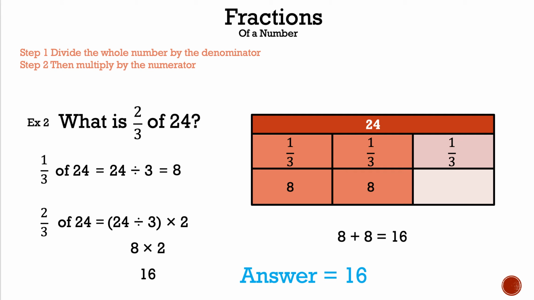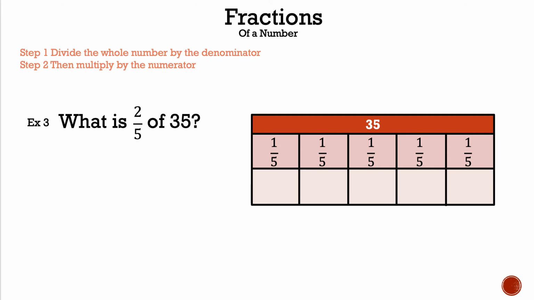Our answer is 16. Let's take a look at example 3. What is 2/5 of 35? We take a look at our fraction wall. We divide it into 5 equal sections because of the denominator in our fraction 2/5, which is 5. So let's go ahead and find 1/5 of 35, and that's the same thing as saying 35 divided by 5, which is 7. As you can see, we've highlighted 1/5 in our fraction wall, and we put the number 7 underneath the 1/5.